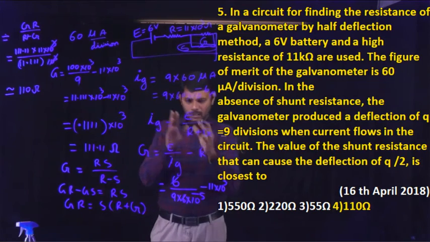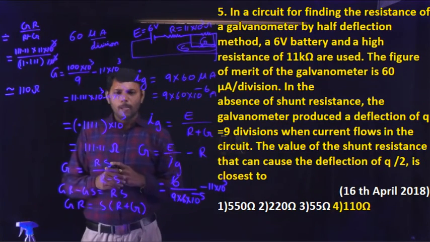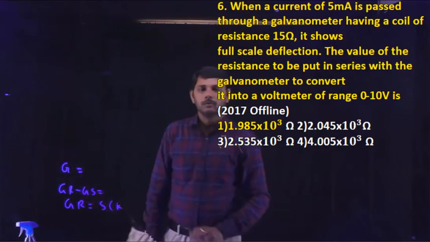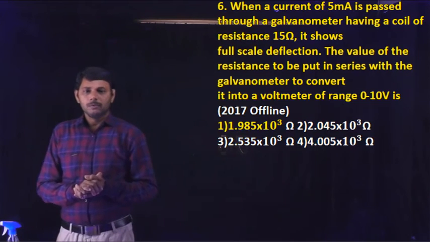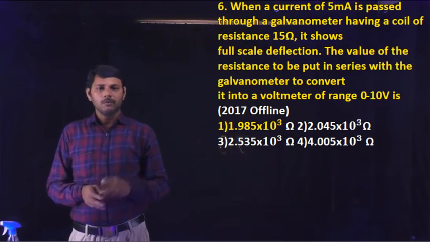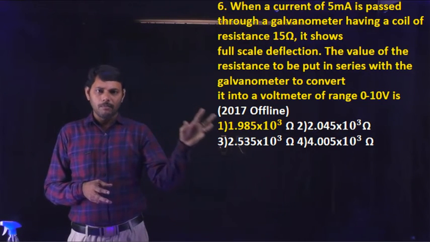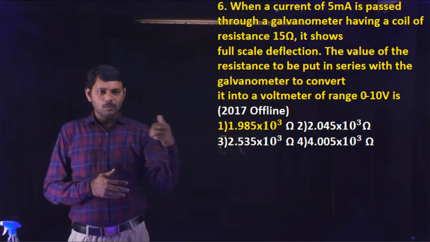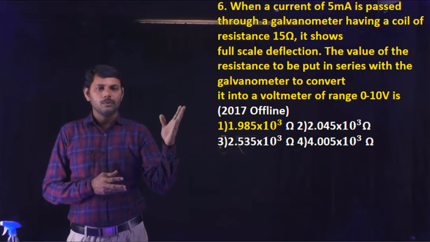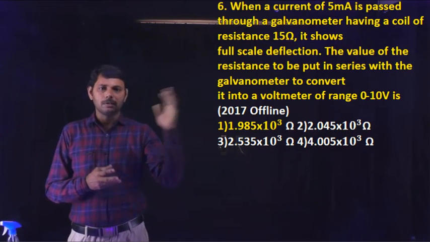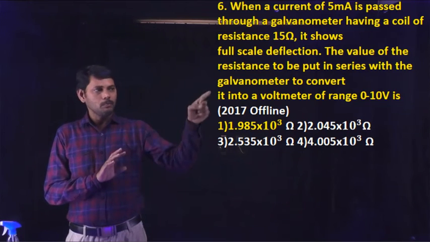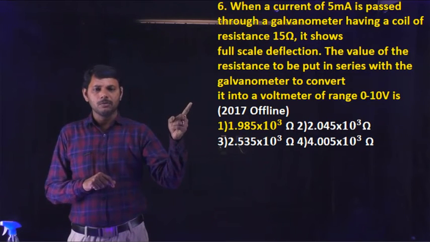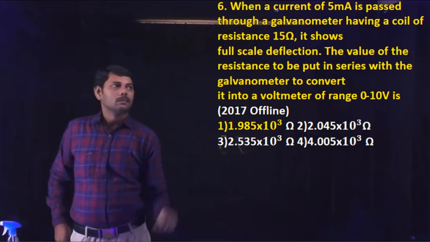We discussed 4 problems so far. This is a different problem in numericals belonging to the half deflection method. Students, come to the next problem. In our discussion of problems on the moving coil galvanometer from previous JEE Main examinations, the problems discussed mainly belong to conversion of moving coil galvanometer to ammeter. Now the present problem belongs to conversion of moving coil galvanometer to voltmeter. So let us look into the data.